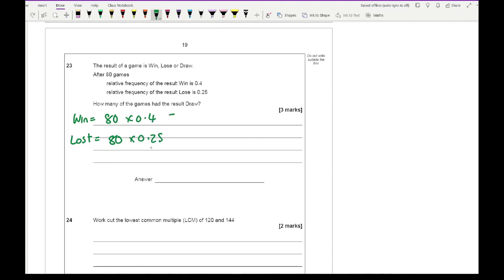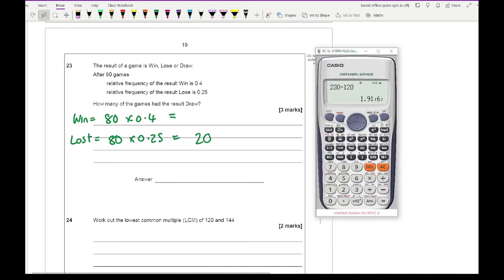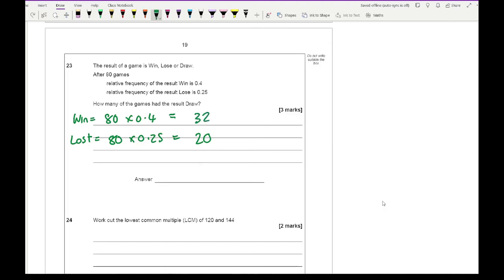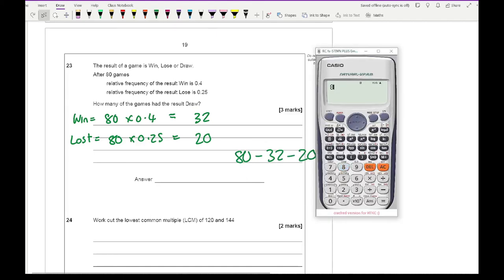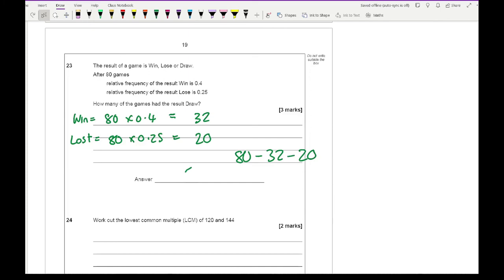So if I just now type that into my calculator, I can see that the lost one is 25% of 80, which is 20. And 80 times 0.4 is 32. So all I then need to do is, if there are 80 games in total, is just do 80, take away 32, take away 20. And let's just quickly do that. So 80 minus 32 minus 20 gives me an answer of 28.